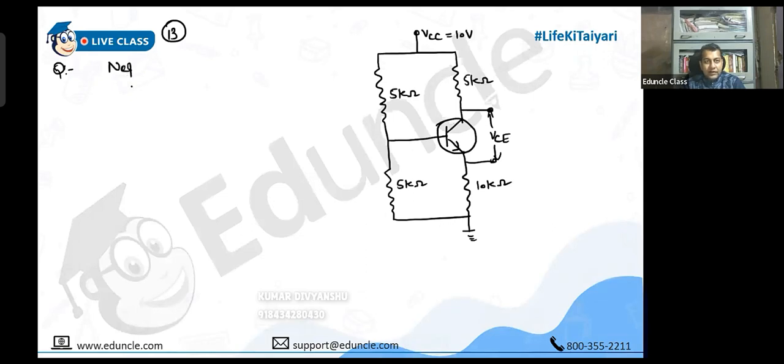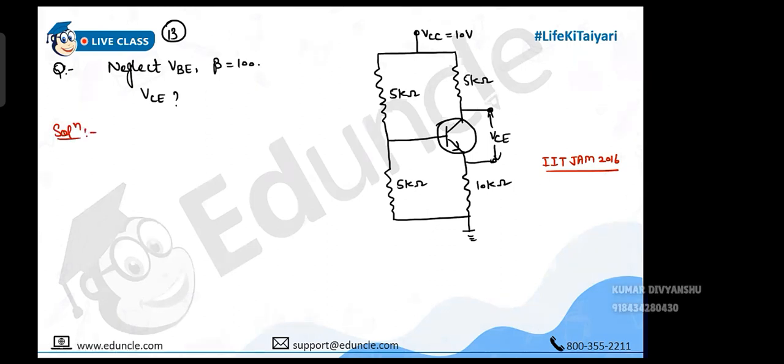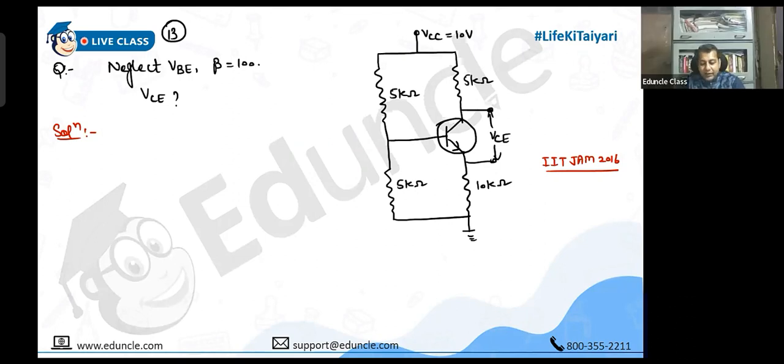So it is given that you can neglect VBE. See, now they have clearly given. So VCE you have to find. This one is from IIT JAM 2016. So what is the name of this circuit? Voltage divider. Another name? Self bias. Yes, self bias and voltage divider bias. There are two names, and it is the most stable of all the biasing configurations.